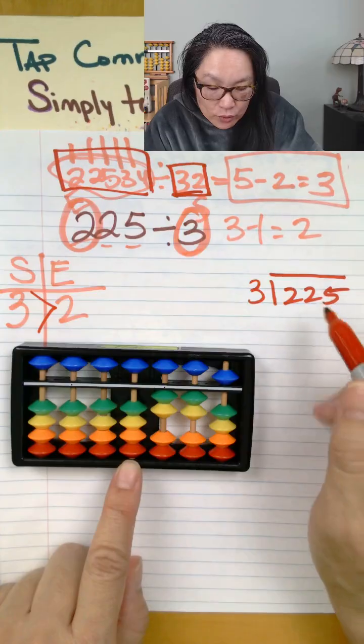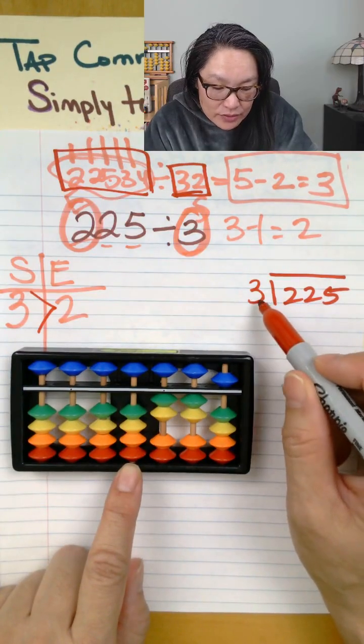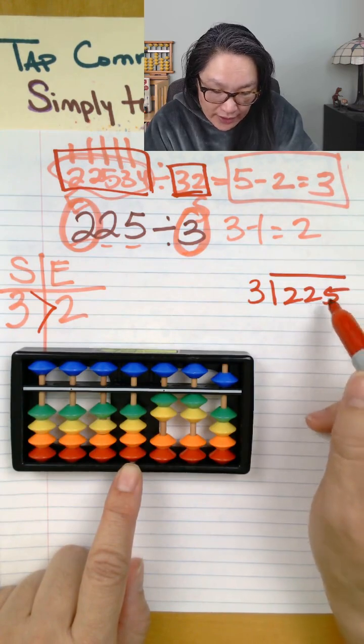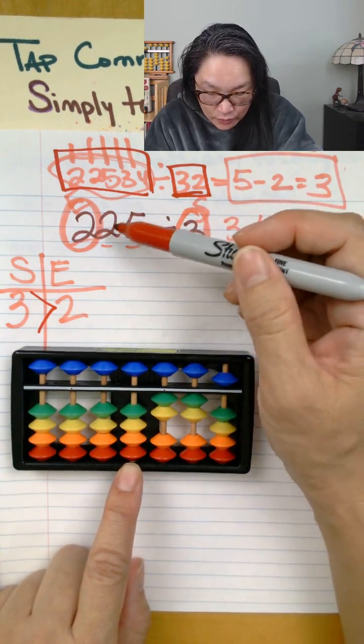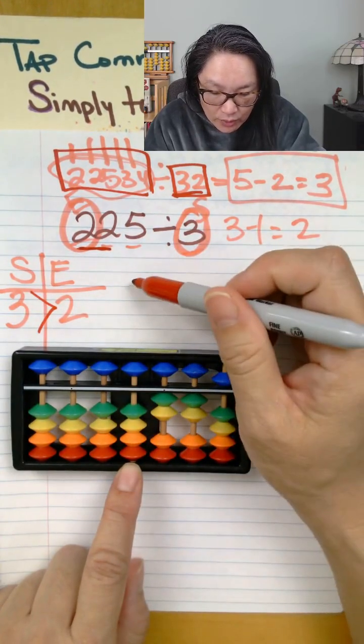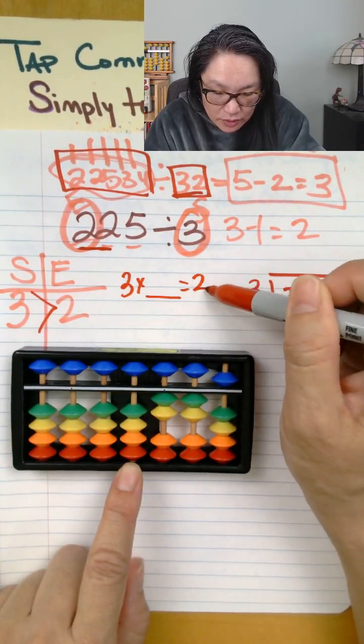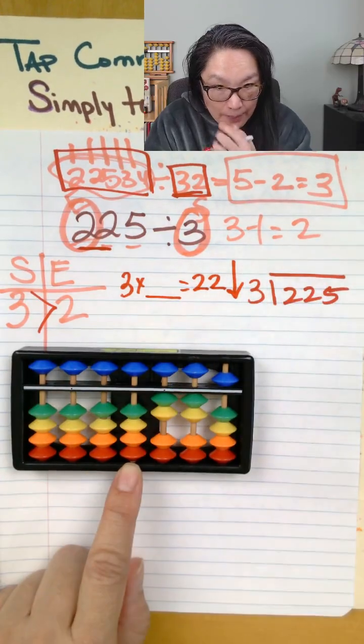Now, in regular math, we don't say how many times does 3 go into 225. In abacus, we break it down. We only work with the 2 digits. So my question is, what times 3 is equal to 22 or less?